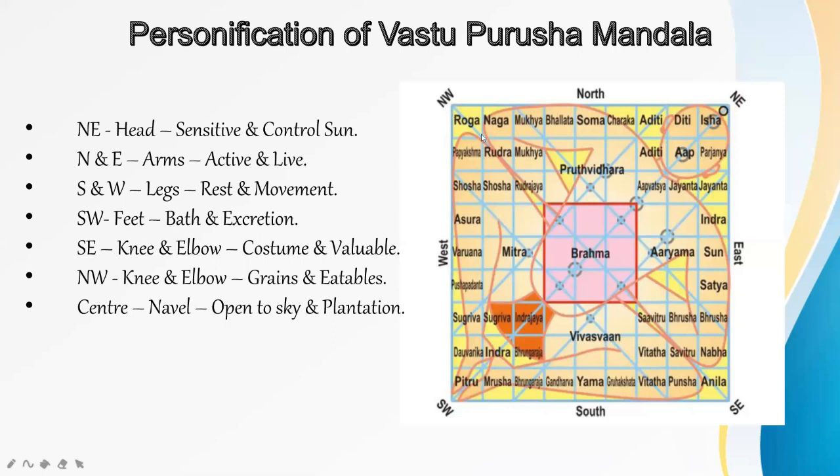Then we have our northwest direction in which knees and elbows are present, which is the best location for the storage of grains and eatables. Then we have our central space, the navel, which should be open to sky or we can keep our plantations.